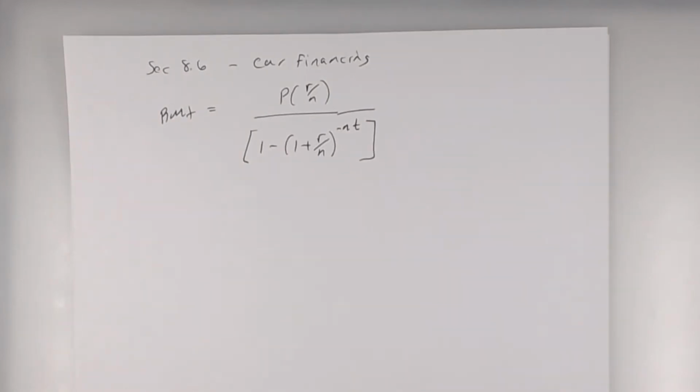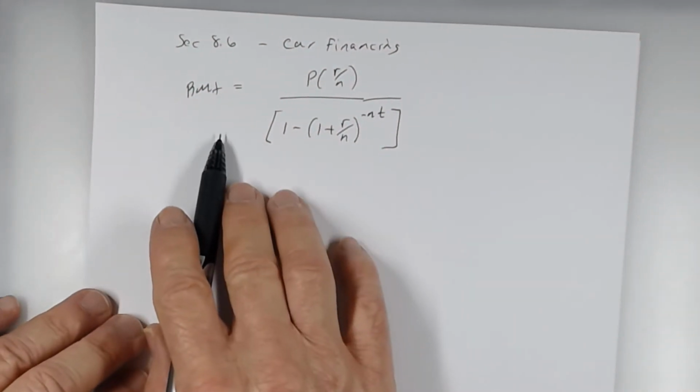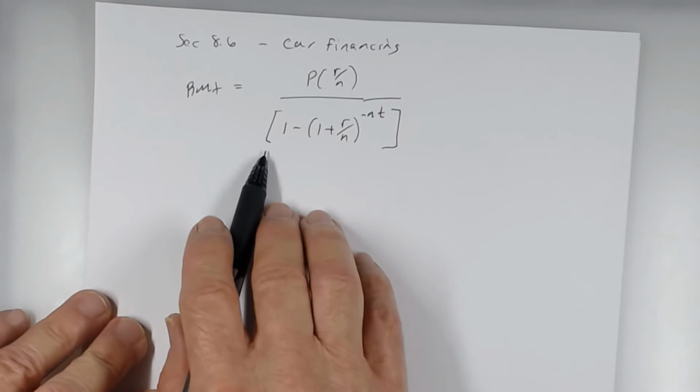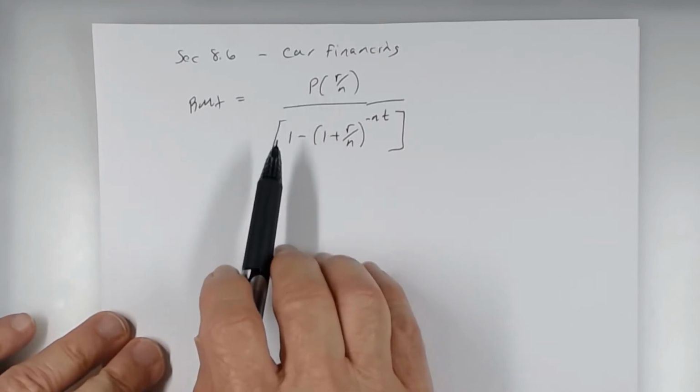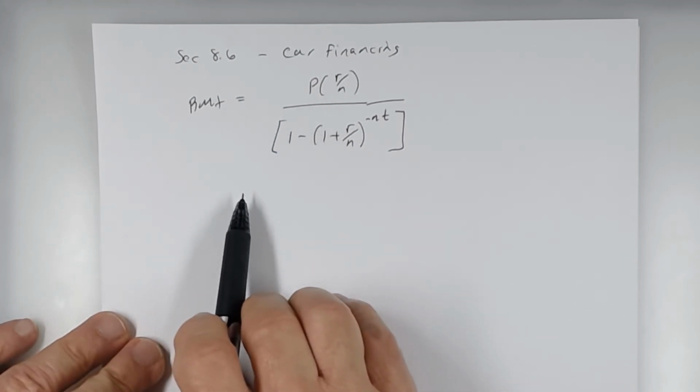So remember, this formula tells you the monthly payment on an installment loan. And in this section, we are talking about car payments. We're looking at that situation.